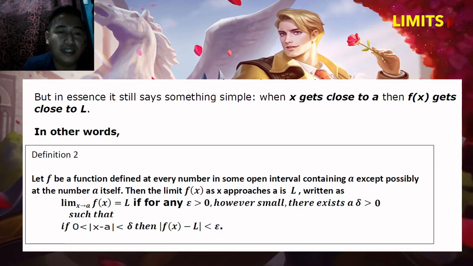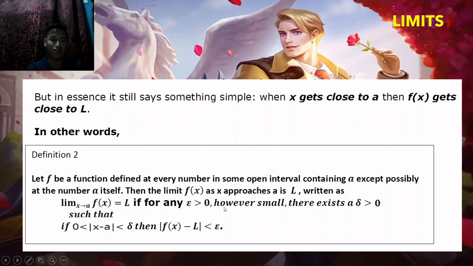But in essence, it still says something simple. When x gets close to a, then f of x gets close to L. So as x approaches a, f of x gets closer to L. So in other words, definition number 2, the formal definition of the limit.